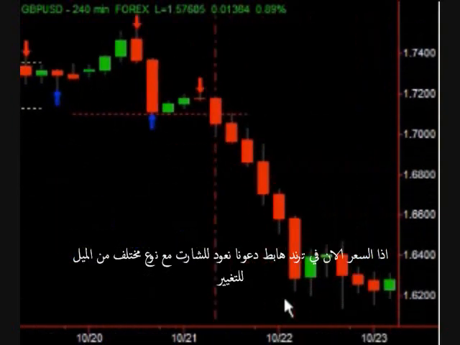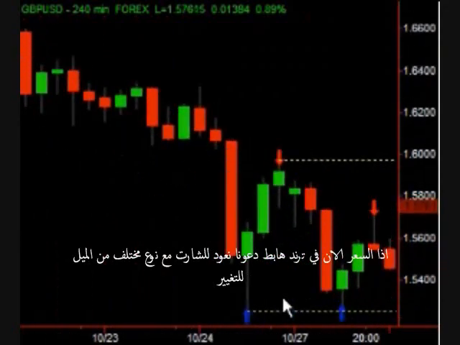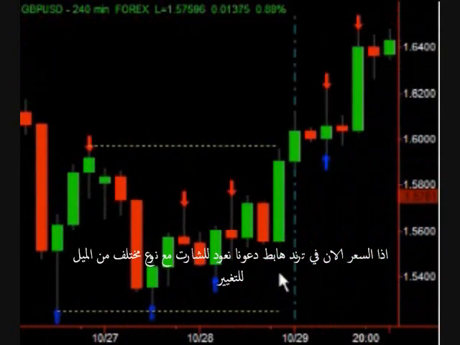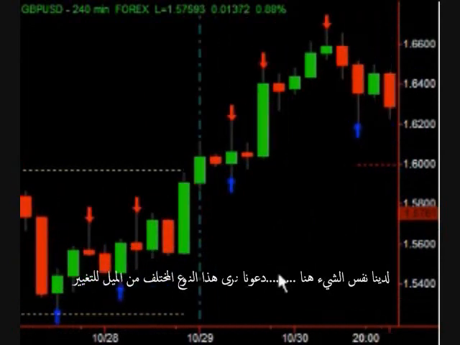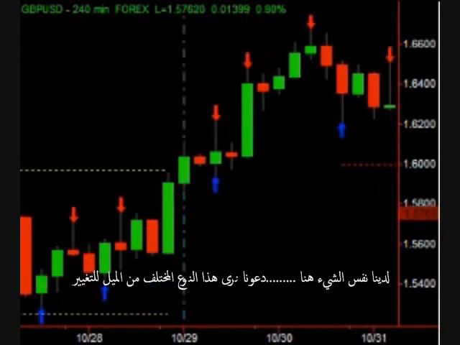So price in a downtrend. Let's just skip through the chart. I want to go to a different variation of the bias change. Right, so we've got the same thing over here. Same thing over here. Right, so this point of the chart. So let's just take a look at a different variation of the bias change.